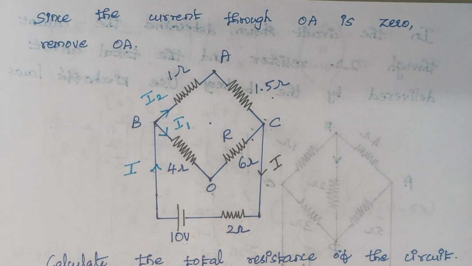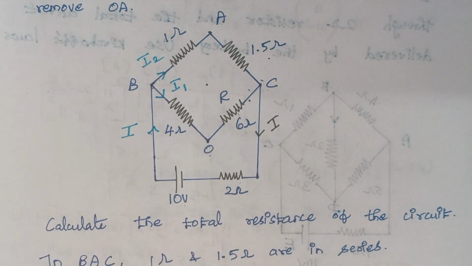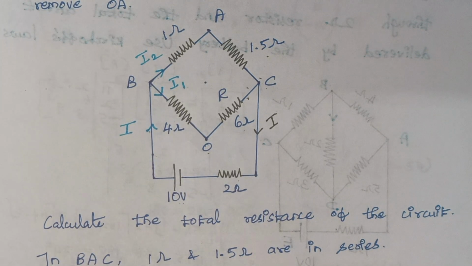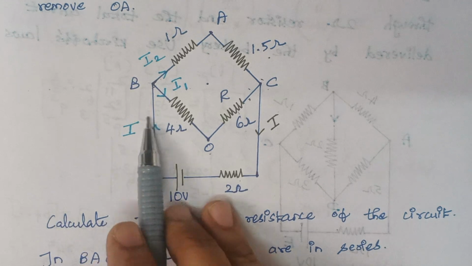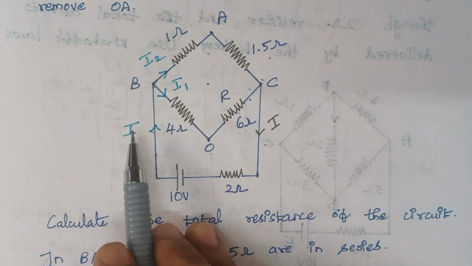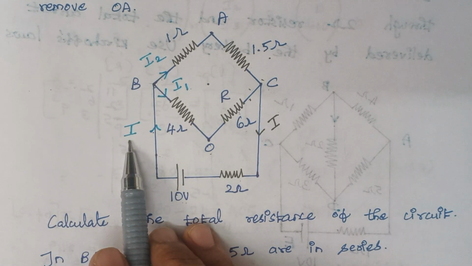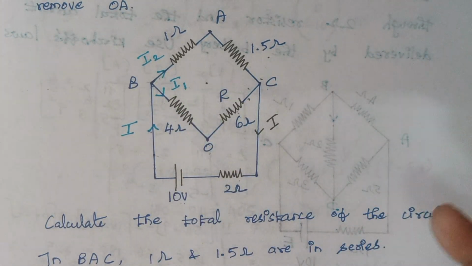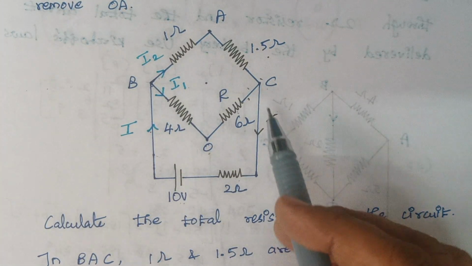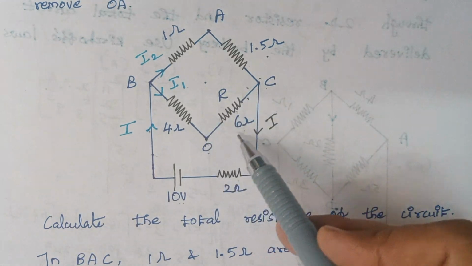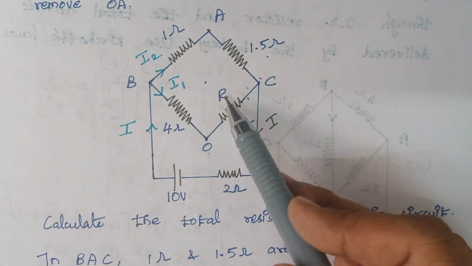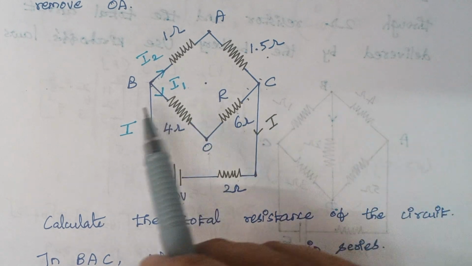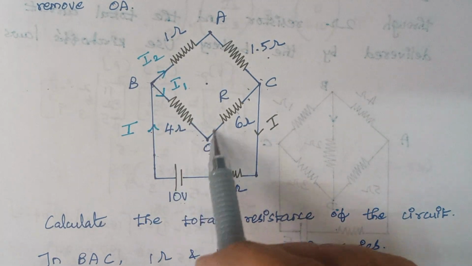Right. Now we are going to calculate the total resistance of the circuit. Then only it is easy for us to calculate what is the value of I. Once we know the value of I, then we can easily calculate the value of I1 and I2. Right. Now here our main aim is to calculate the current that flows through this resistance R. So through this resistance, what is the current that flows? It is nothing but the current I1.